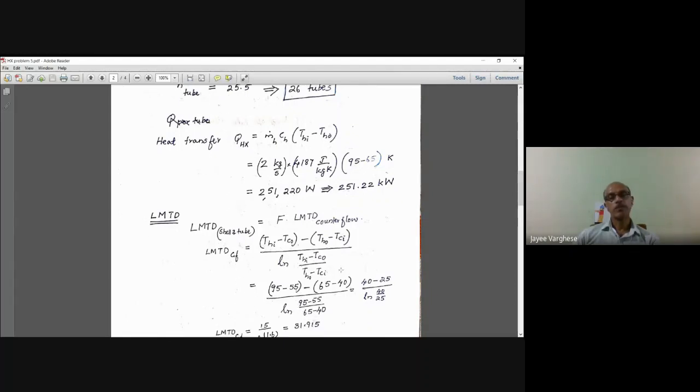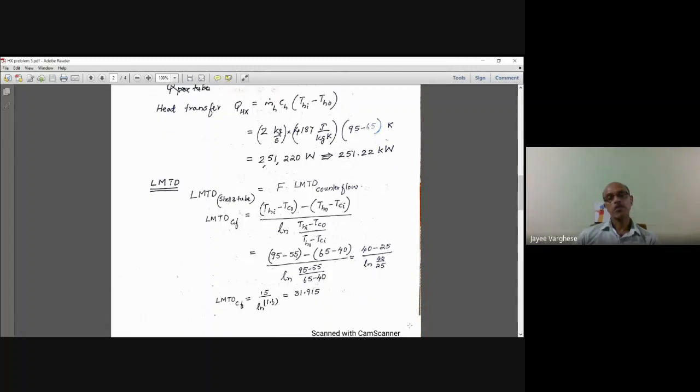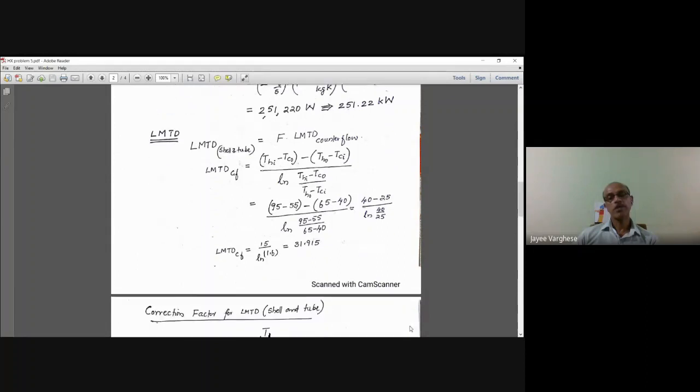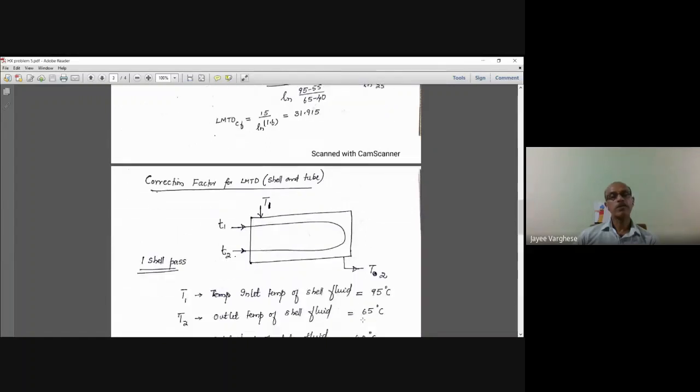LMTD of a shell and tube heat exchanger is equal to a correction factor into LMTD for counterflow arrangement. Now, for counterflow arrangement, the LMTD is given as Thi minus Tco minus Tho minus Tci divided by logarithm of Thi minus Tco by Tho minus Tci. Substituting the values, the LMTD for counterflow arrangement is obtained as 31.915 degrees Celsius difference. So this is to be multiplied with the correction factor. So how do we get the correction factor? Correction factor for LMTD, one shell pass and many tube passes.